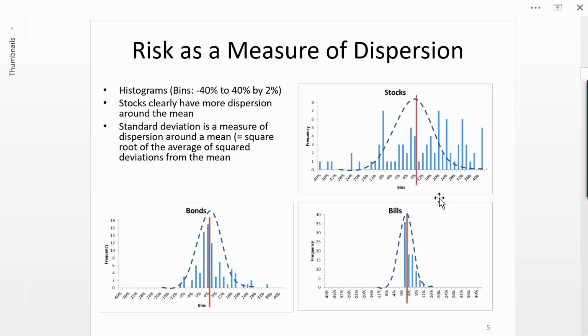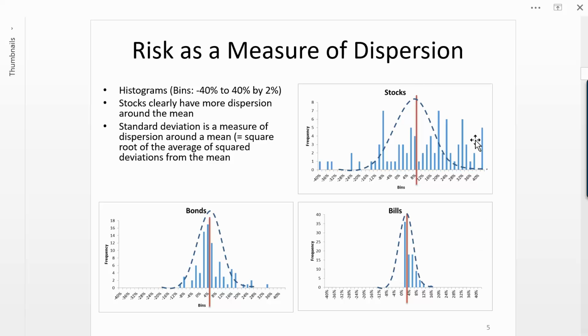histogram of the 90 years of stocks, and you can see that the mean was about 11%. And you can see the dispersion around that mean is very great. On the other hand, bills had a mean of about 3 or 4%, and the dispersion was very narrow. And if I fit this bell-shaped curve over this data, it really doesn't look too good for stocks. Looks okay for bonds. Not sure about bills either.